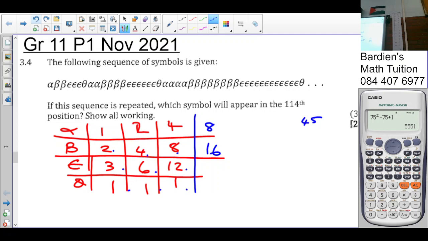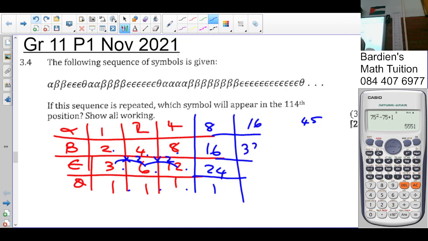What's the next one going to be? How do I move from 3 to 6? Times 2. Then times 2. So it must be 24. And how many theta signs will there be? 1. If I extend this further, then of course it's going to give you 16, times 2 is 32, times 2 is 48. And 1. Can you see that, people?